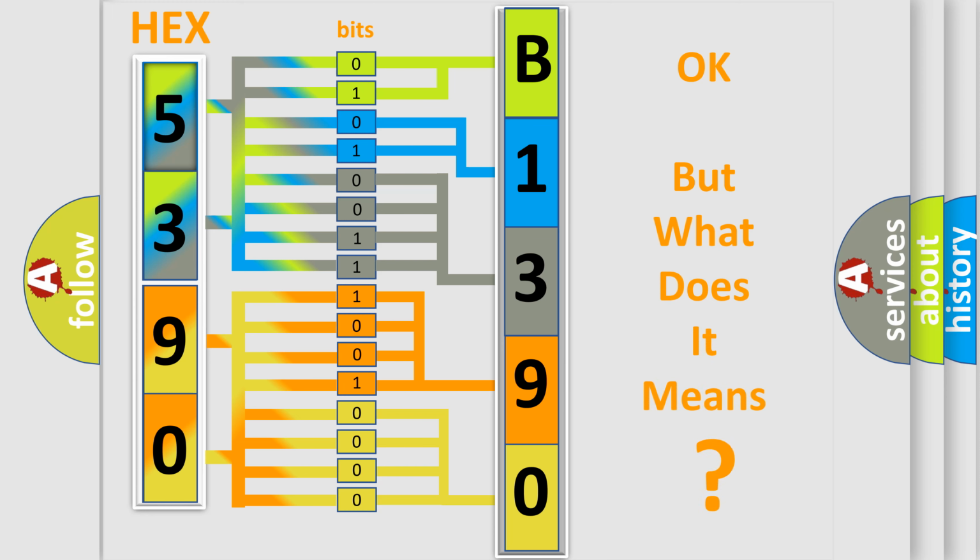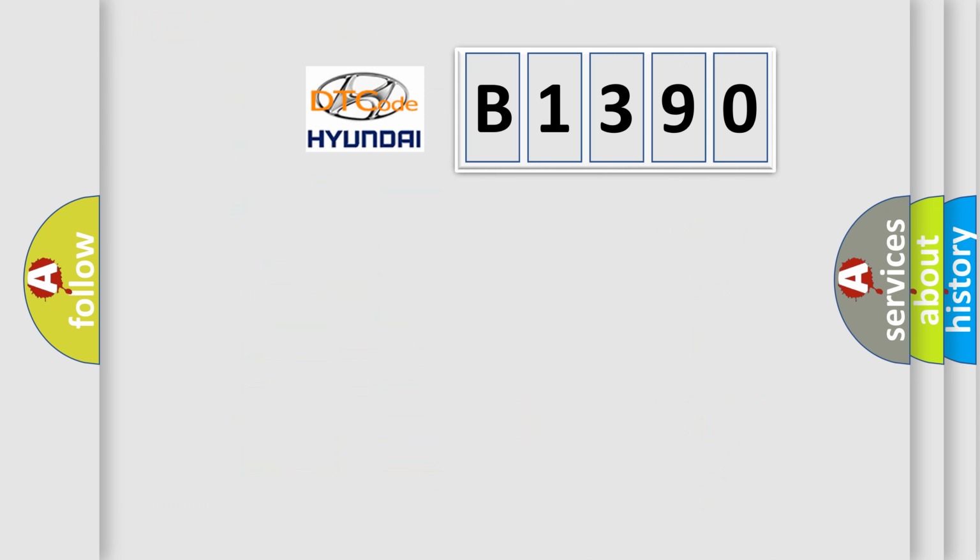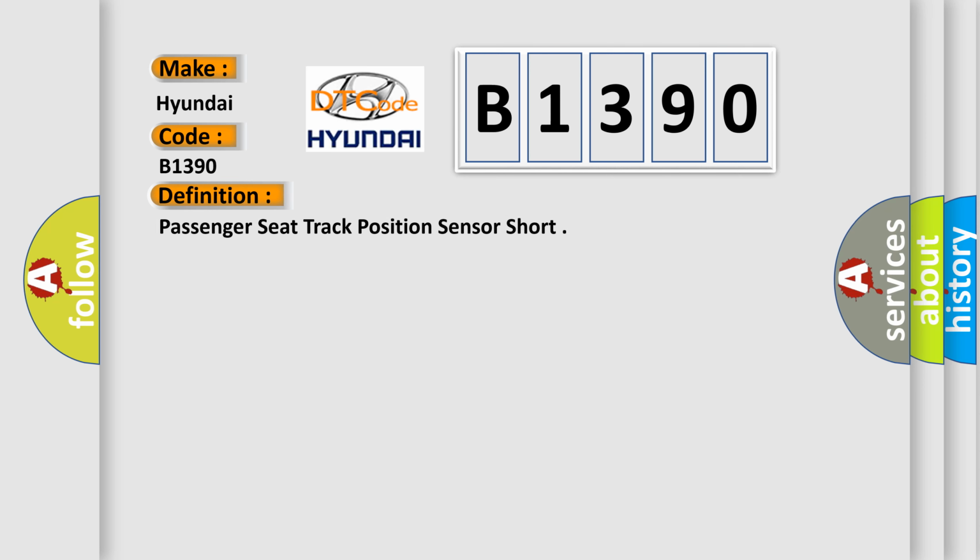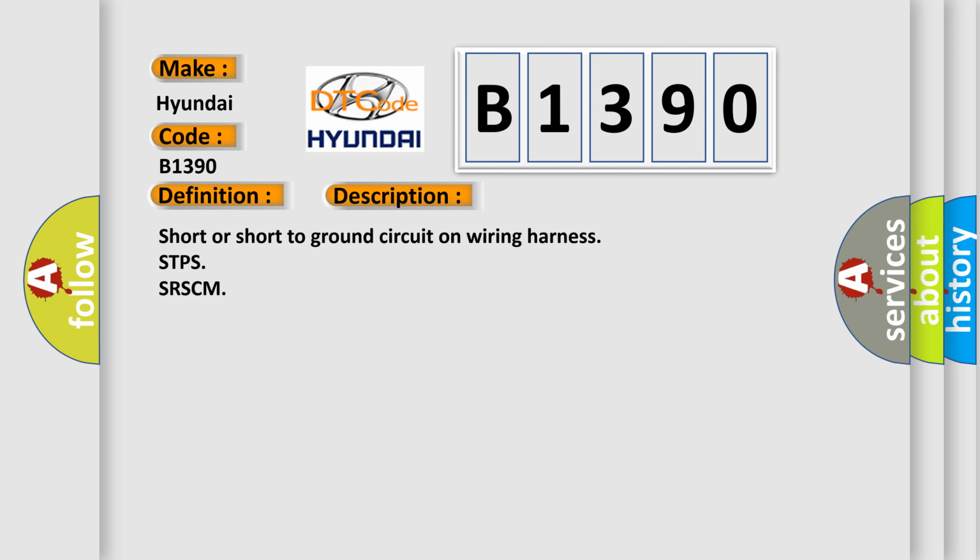The number itself does not make sense to us if we cannot assign information to what it actually expresses. So, what does the diagnostic trouble code B1390 interpret specifically for Hyundai car manufacturers? The basic definition is passenger seat track position sensor short. And now this is a short description of this DTC code. Short or short to ground circuit on wiring harness STPS SRSCM.